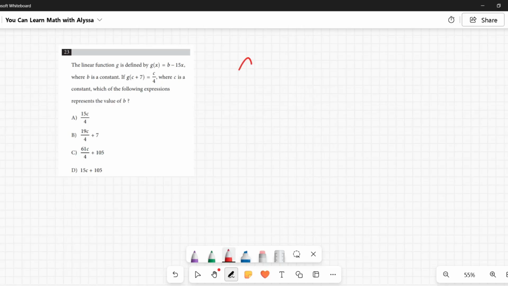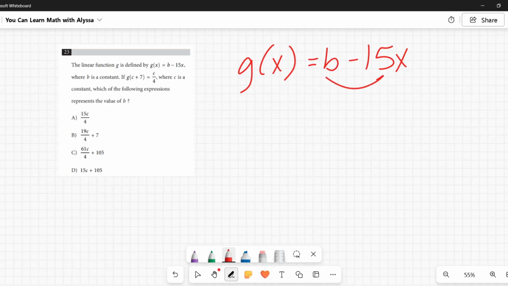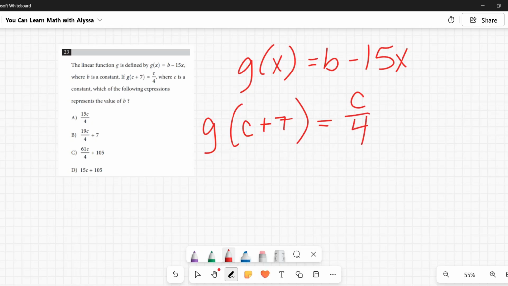What they want you to do, let's write this out here. g of x equals b minus 15x. They tell us it's a linear function, and this is very similar to a y equals mx plus b kind of format. They're just reversed. But it doesn't really matter. It's the same thing. This would be your slope right here. This is going to be your y-intercept. They've just reversed it. But that doesn't really play a huge part in what we're about to do. Just letting you know that that's what's going on. They're telling us g of c plus 7 equals c over 4.